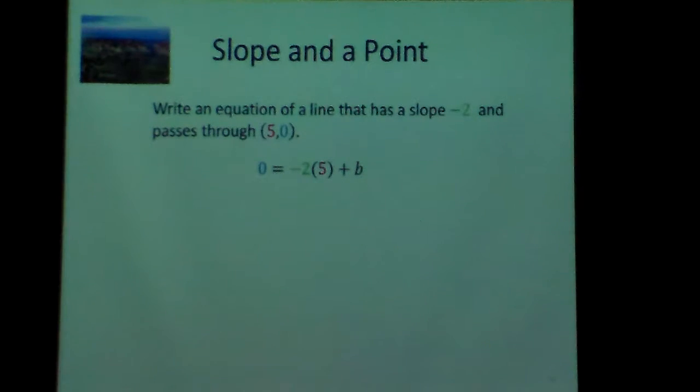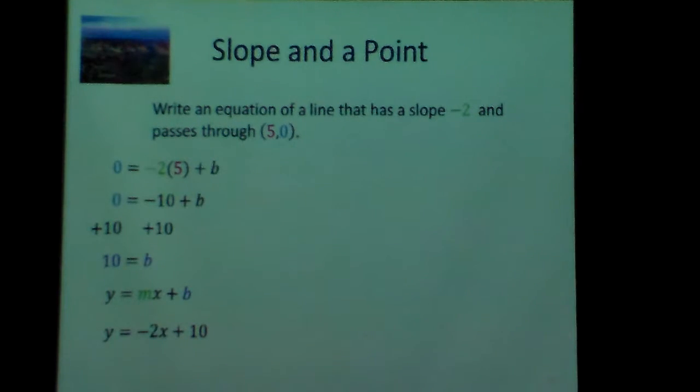And -2 times 5 is -10. And then I would add 10 to each side. And that means that my y-intercept is 10, or b is 10. Okay? So here's the equation. Y equals what? -2x plus 10.